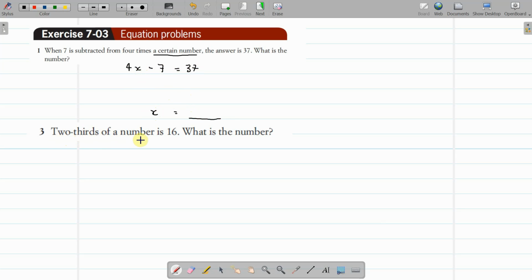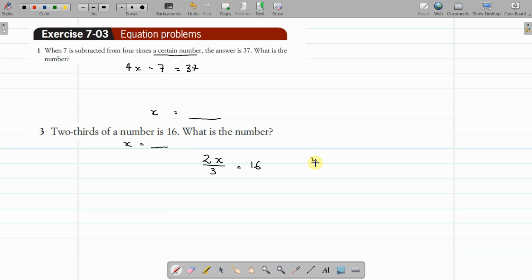Question 3, 2/3 of a number, so we're going to go with x again. And what is that number? So we're going to find out what x equals. 2/3 of a number. Now the best way to write that in algebra is this: 2x over 3 equals 16. That's the first step. That's the way you put 2/3 of a number.